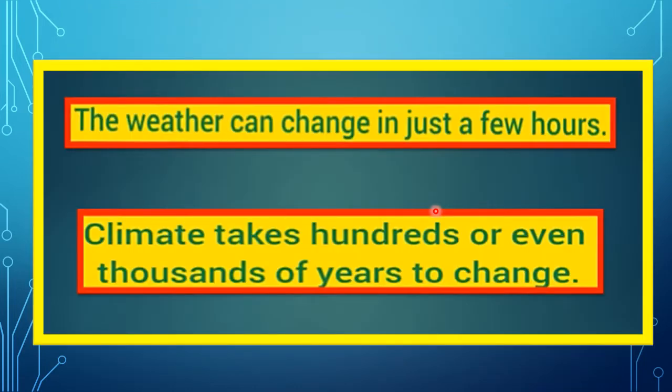So children, we can say weather can change in just a few hours. Climate takes hundreds or even thousands of years to change. It's okay if the weather changes hour to hour, but if a climate changes, then it is going to have a drastic impact on that place.